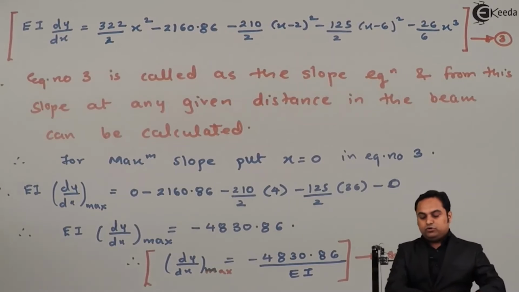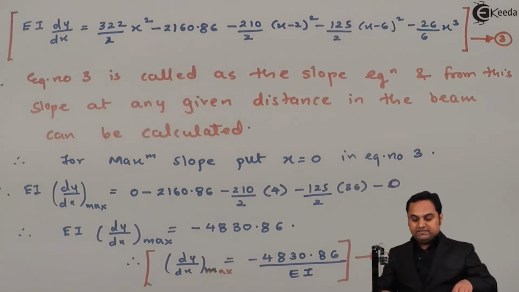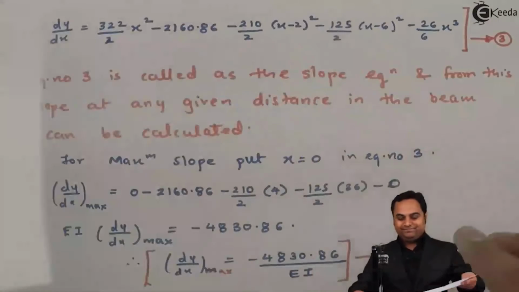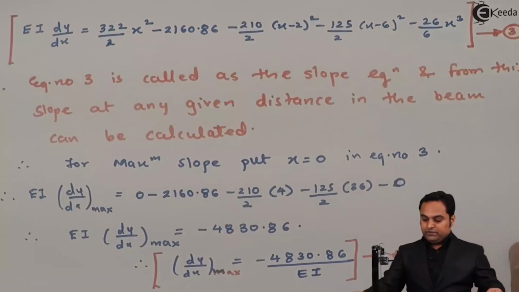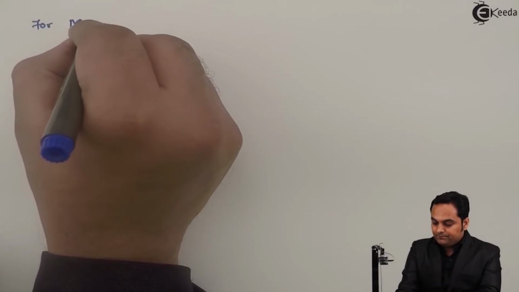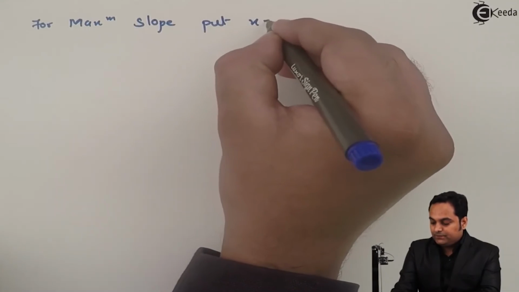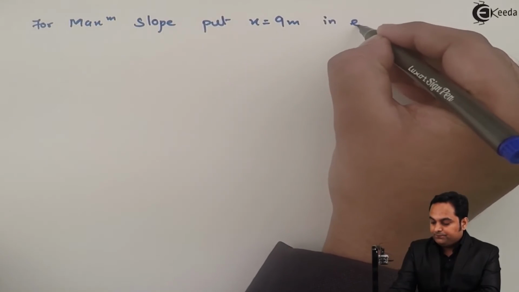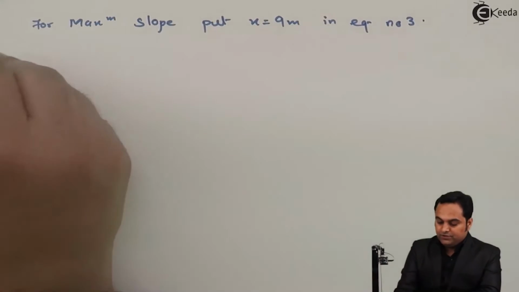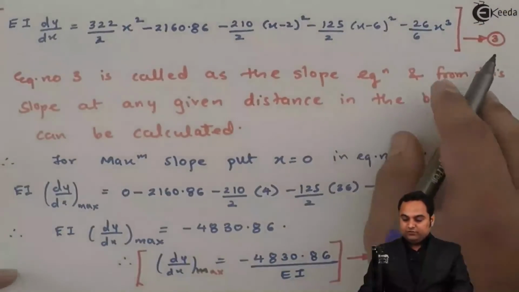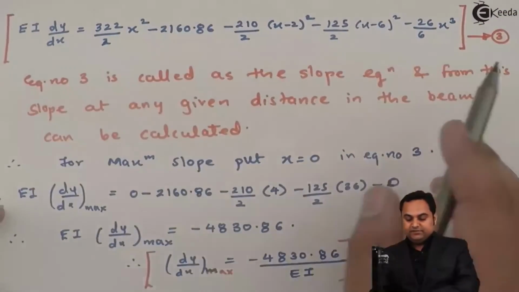Next, maximum slope will also occur when x is equal to 9 meter, that is at point B. So again, for maximum slope, put x is equal to 9 meter in equation number 3. In equation 3 we have to put the value of x as 9 meter.